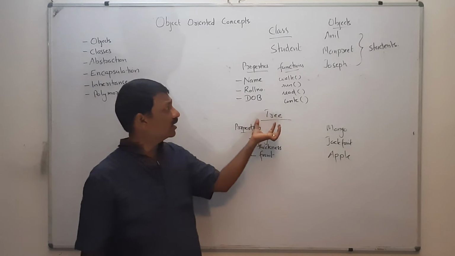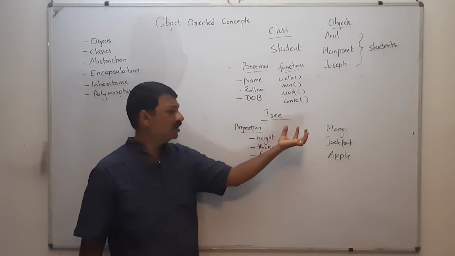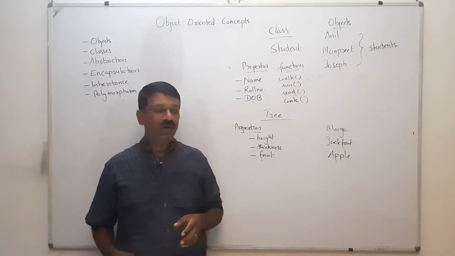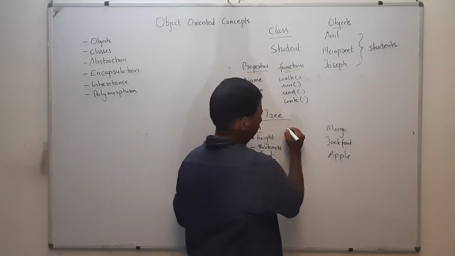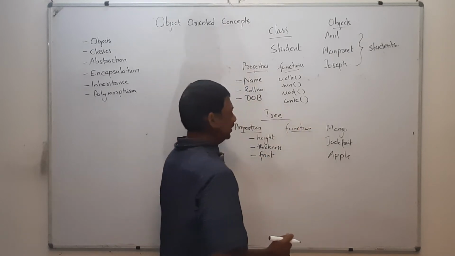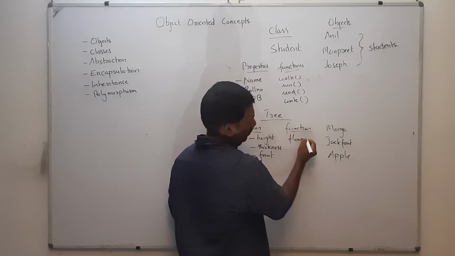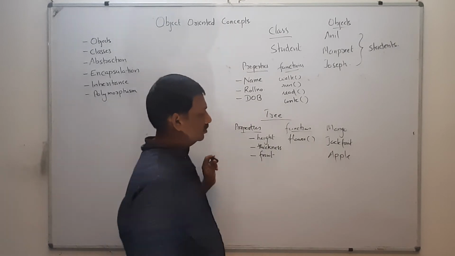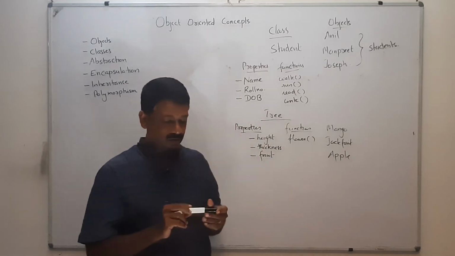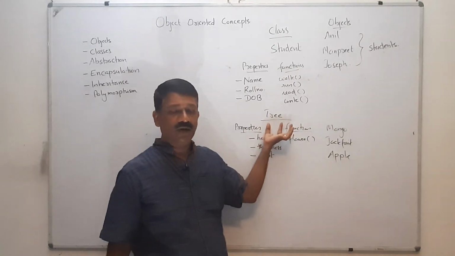Then another example, this is a class tree, and tree has got some properties, and whatever the tree can do. What does a tree do? For example, these are the functions that a tree can do, that means it can flower. So whatever the tree can do, those are the functions of that tree.